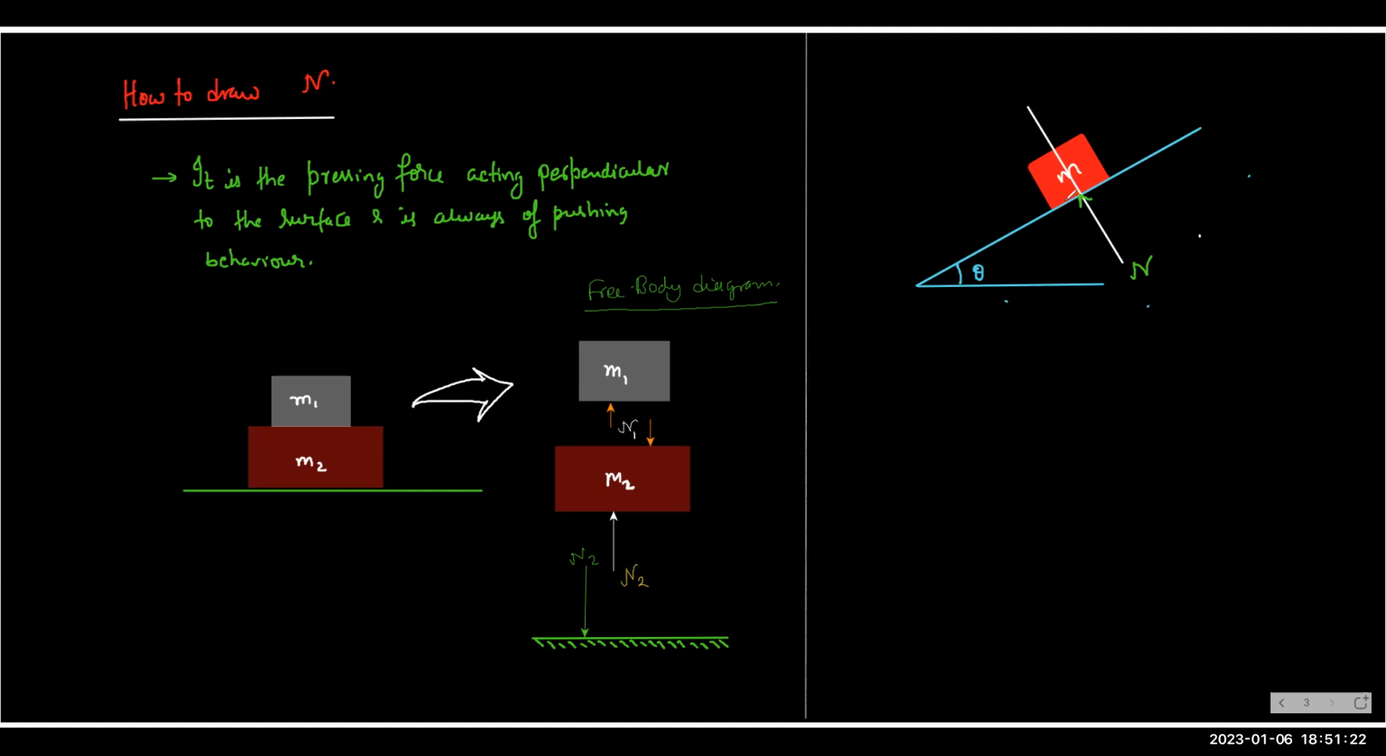And of course, if you want to draw the normal for the surface, that is not required. Generally, we write the force for the moving objects or for the objects which we would like to analyze, not for every other surface. Anyway, let's go back to the next diagram.